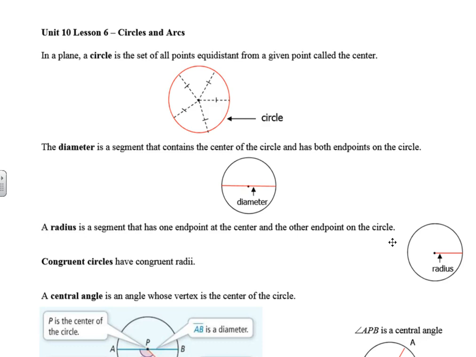We are going to be talking about circles and arcs here in lesson 6 of unit 10. And so some of this is just going to be review here at the beginning, and then we're going to get into some more specific vocabulary terms as we go.